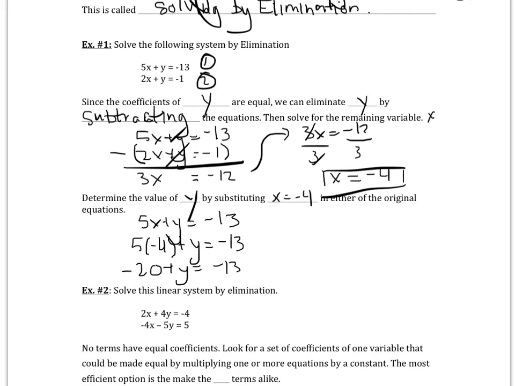I want y by itself, so I'm going to add 20 to both sides, and I get y equals 7, because I've already added the 20 to both sides, and that is my final answer for y. All right, example number 2.